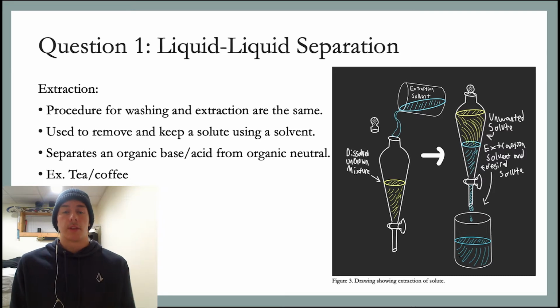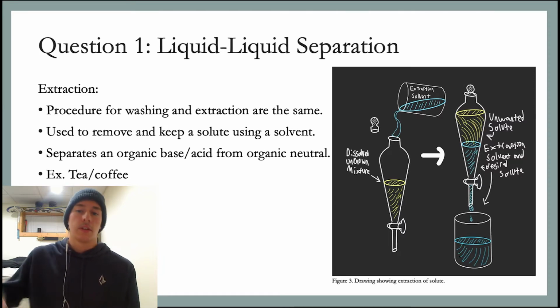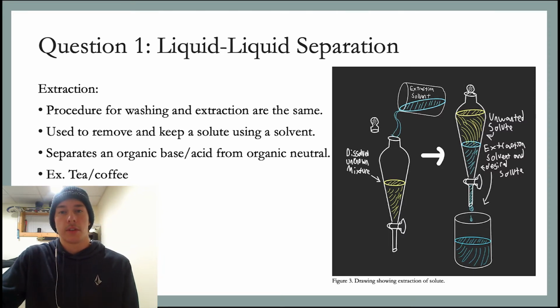An example in everyday life is making tea or coffee. The flavor compounds are extracted from the leaves or the plants or the beans, depending on tea or coffee, but the unwanted solutes, the beans, the leaves, the plants, whatever it is, are left behind in the filter. So you're just left with the flavor compounds.